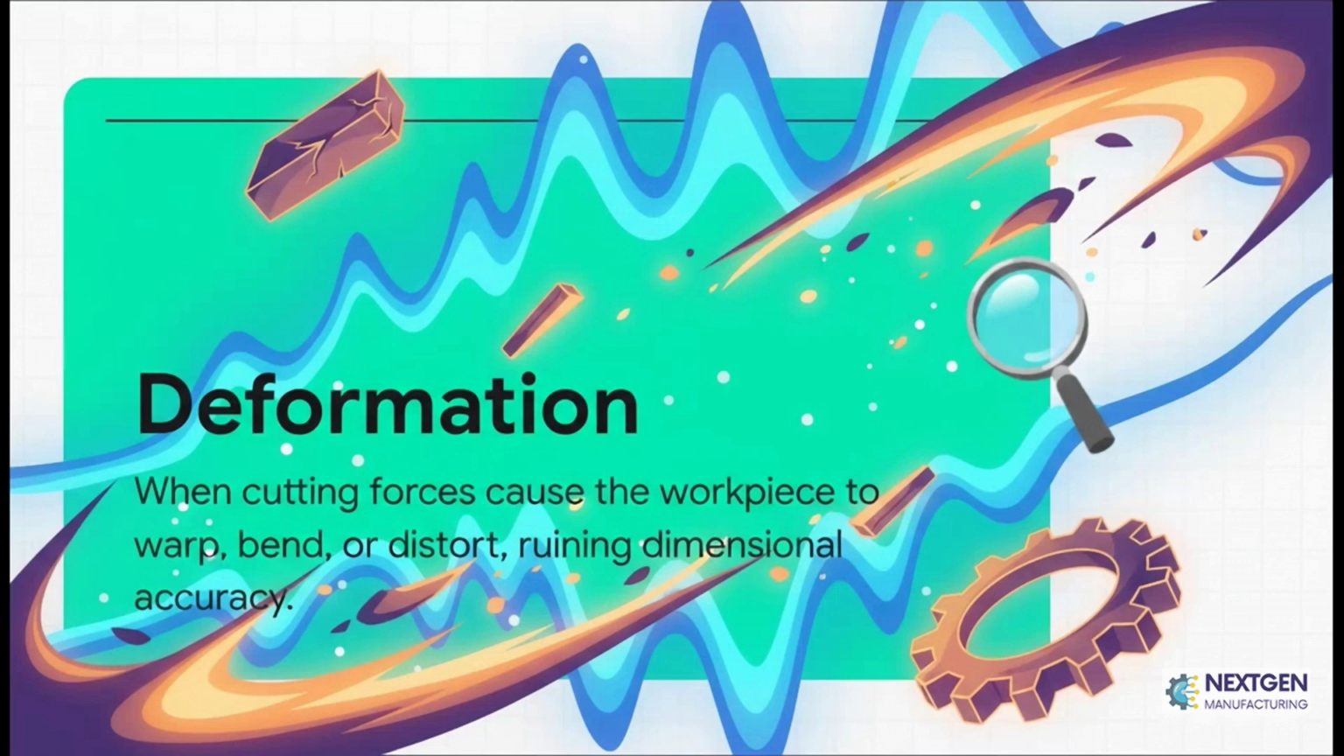And it's not always the machine's fault. Sometimes the material itself literally fights back. We're talking about deformation. All the heat and force from the cutting process can actually cause the workpiece to warp, to bend, to distort. It's kind of like a piece of plastic you left out in the sun. All that hard work, all that precision, just ruined because the material decided it didn't want to cooperate.